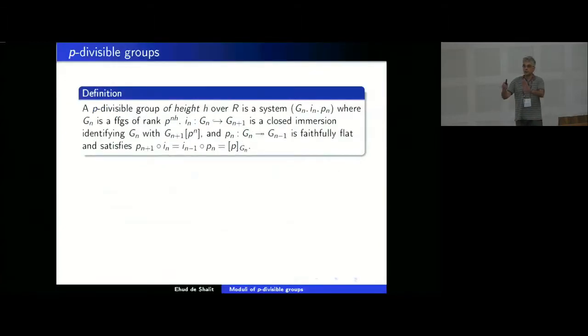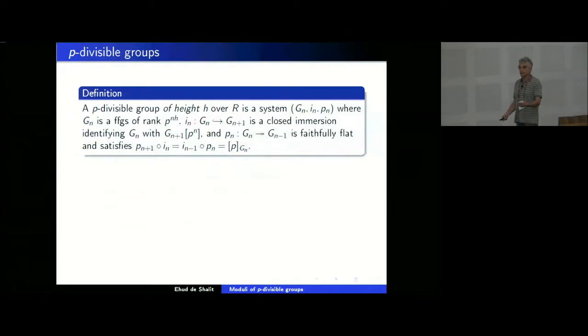So much for finite flat group schemes, and now we come to p-divisible groups. A p-divisible group, and I adopt Tate's definition. There are various definitions, but this is basically Tate's definition. A p-divisible group of height h over our ground ring R is a system (Gn, in, pn), where Gn is a finite flat group scheme of rank p to the nh, and in is a closed immersion of Gn in Gn+1, identifying Gn with the p^n-torsion on Gn+1.